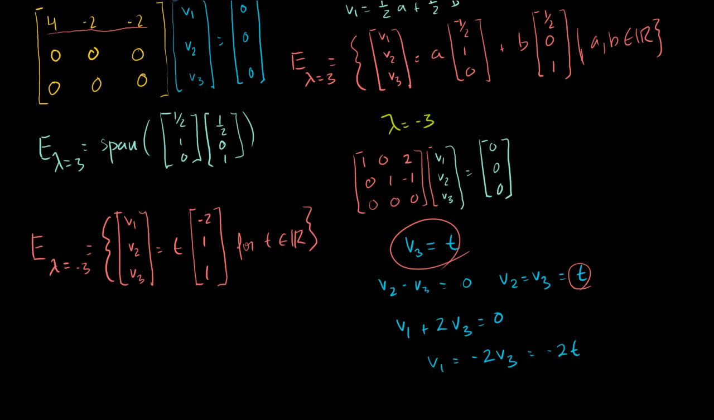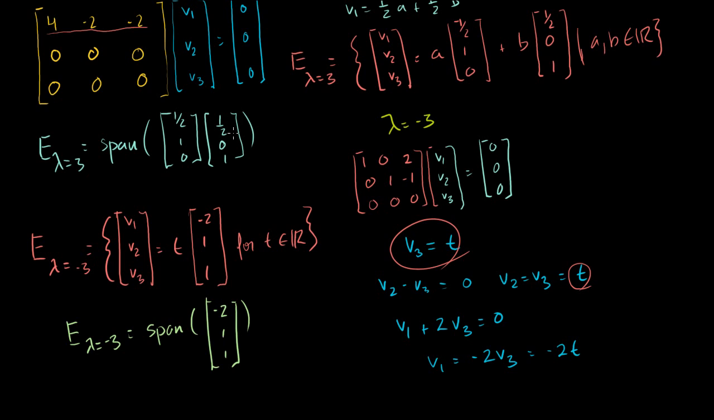Or another way to say it is that the eigenspace for lambda is equal to minus 3 is equal to the span of the vector minus 2, 1, and 1. Just like that. And it looks interesting because if you take this guy and dot it with either of these guys, I think you get 0.